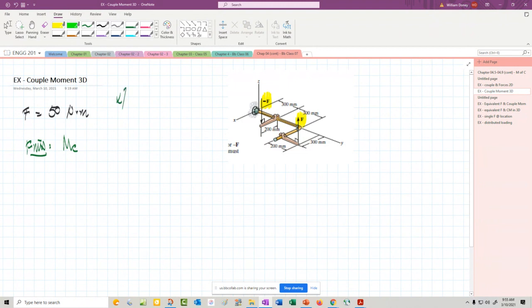Now, we're also told that this is sitting in the XY plane. So therefore, our moment looks like it'll be in the XY plane. The spin of it, moment axes, right? You take R cross F, it's going to spin about a line in that plane because the distances are in the Y and the X and the forces are in the Z.